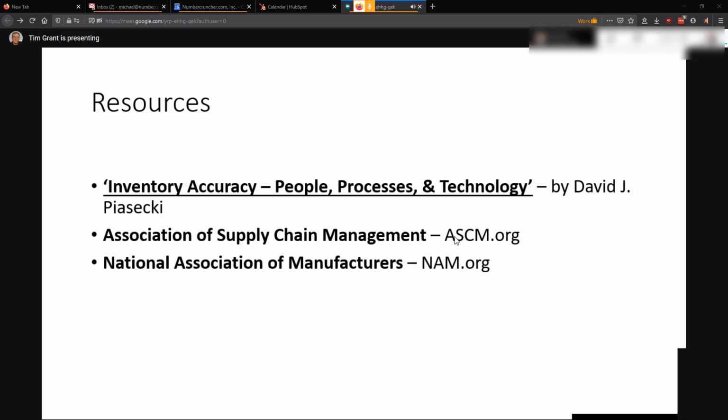A lot of what I drew on today was from the Association for Supply Chain Management at ascm.org, where you can find a lot of information and case studies regarding inventory and manufacturing situations and how they were resolved. And then there's also a reference to the National Association of Manufacturers for other information directly pertaining to manufacturing. So, Michael, that's about it for me.